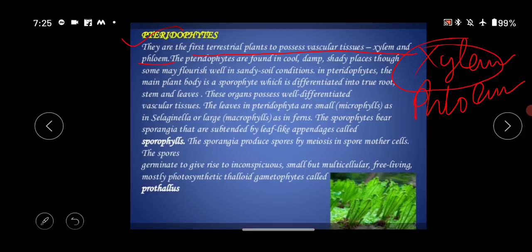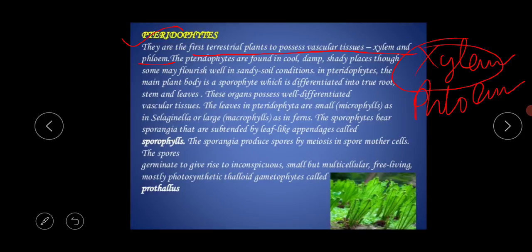So what is the main function of the xylem? The main function of xylem is to transport water and minerals all over the plant's body. And what is the basic function of the phloem? The basic function of the phloem is that it circulates all the food materials all over the plant's body. So evolutionarily, they are the first terrestrial plants to possess this special tissue.